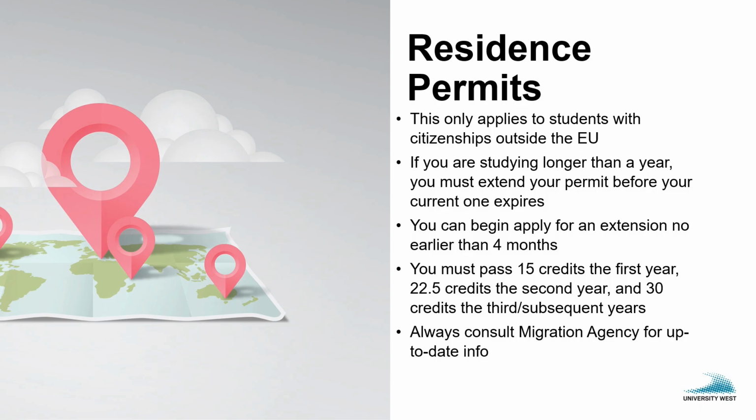You can apply for an extension no earlier than 4 months before, and you must pass 15 credits the first year, 22.5 credits the second year, and 30 credits the third and subsequent years.